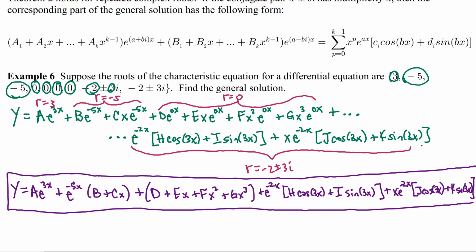So in this section, you learned how to solve linear, constant coefficient, homogeneous differential equations using a characteristic equation. You've got 4 possibilities: distinct real solutions, repeated real solutions, complex conjugate solutions, and repeated complex conjugate solutions. Make sure you know how to translate the nature of the root into the corresponding part of the general solution.